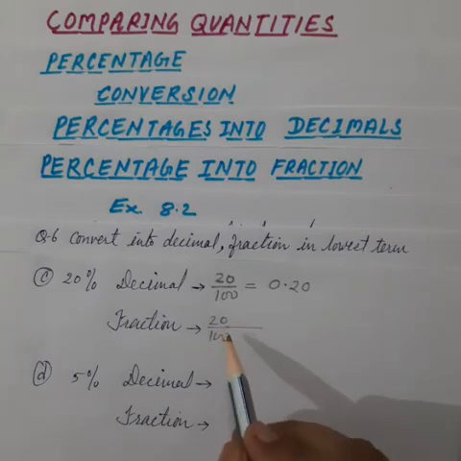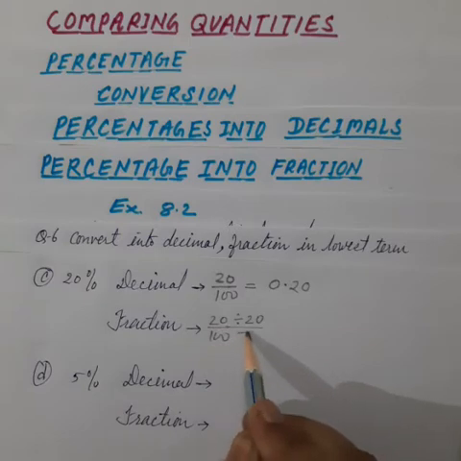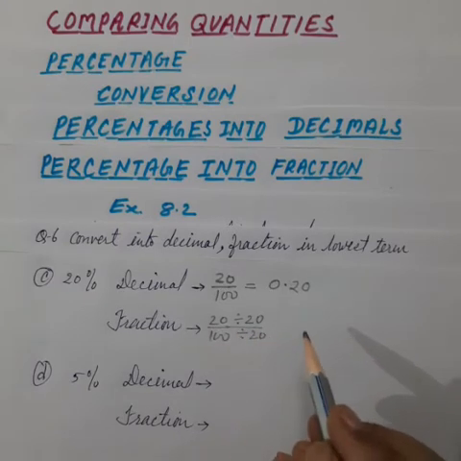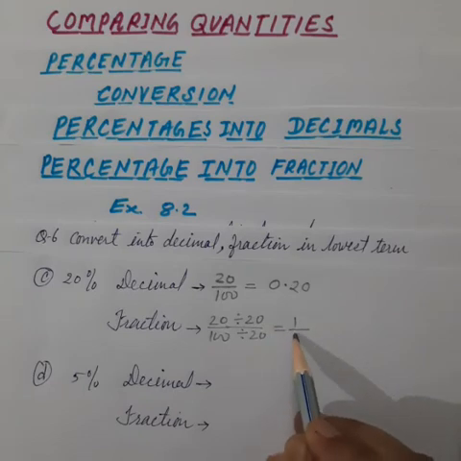The HCF of 20 and 100 is 20. 20 is a factor of 100. So divide both numerator and denominator by 20. 20 ones are 20 and 20 fives are 100.